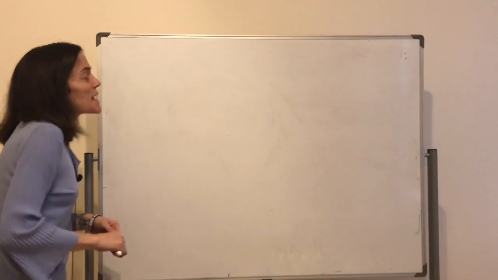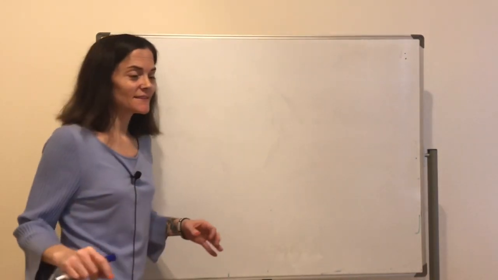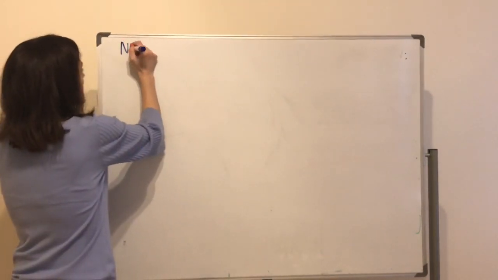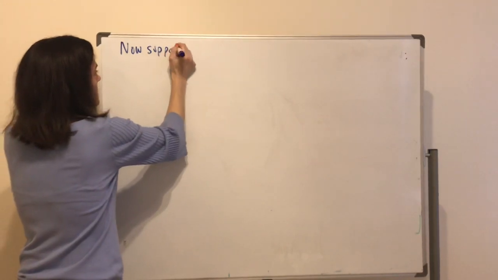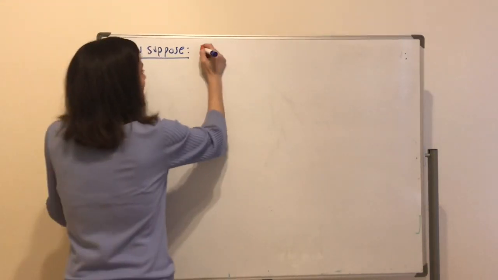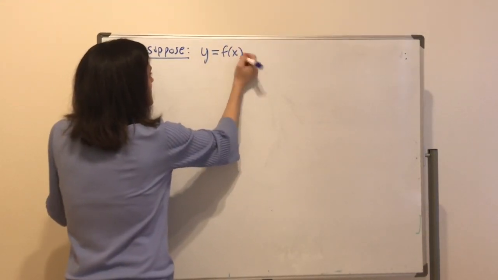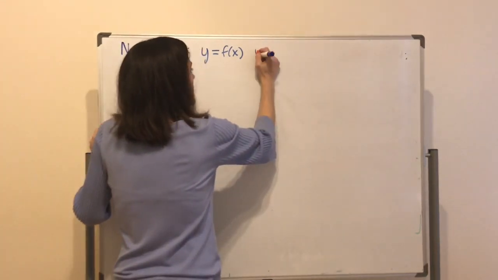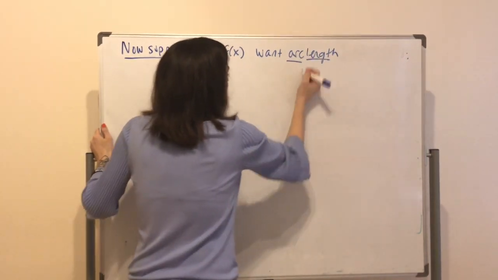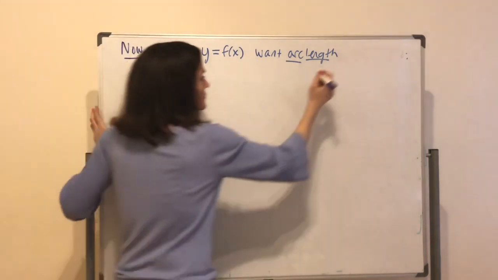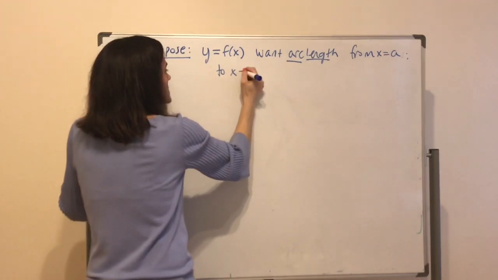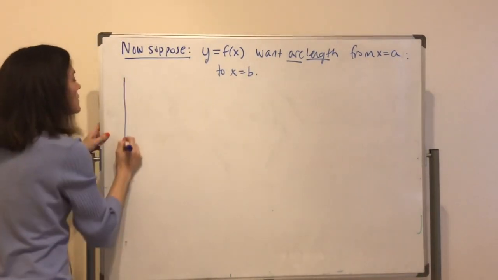Now, it's going to be the exact same concept, except it's going to look different. So now suppose, and this is what I briefly mentioned when I mentioned arc length, suppose I have a function y equals f of x, and I'm interested, this is what we typically use the term arc length for. And this is literally distance traveled from, let's say, x equals a to x equals b. Now, what does this mean?